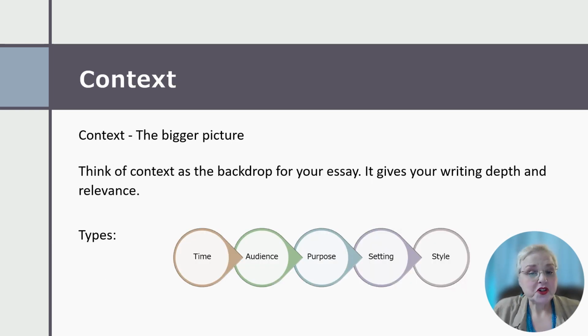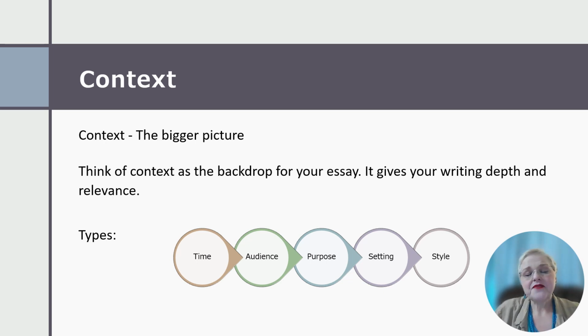Context, or the bigger picture, is all about the factors that shape your essay. It's the time period, the location, the social or political climate, anything that helps your readers understand why your topic is important right now. Think of it as the backdrop of your essay. It gives your writing depth and relevance.